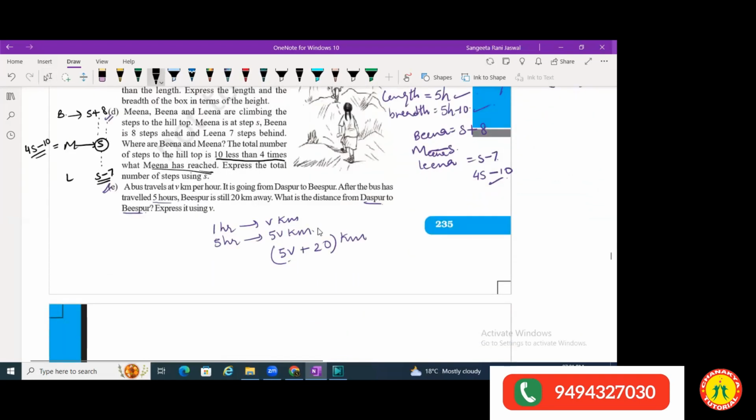A bus travels b km per hour. It is going from Daspur to Bispur. After the bus has traveled 5 hours, Bispur is still 20 kilometers away. In 1 hour the bus travels b kilometers. So in 5 hours how much is the bus traveling? 5b kilometers. Now it's saying Bispur is still 20 kilometers away, so 20 kilometers more to go. So the total distance is 5b plus 20. So this is what is asked.